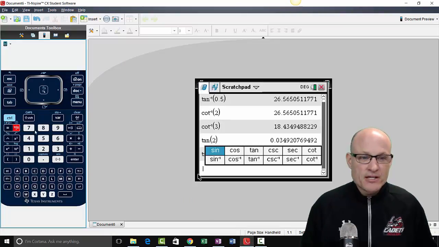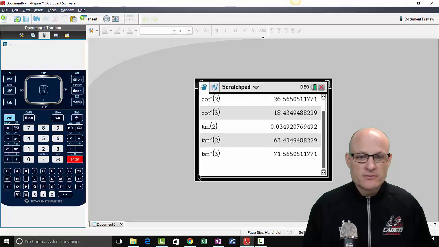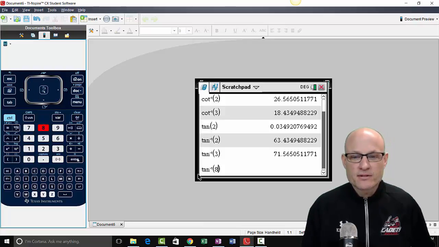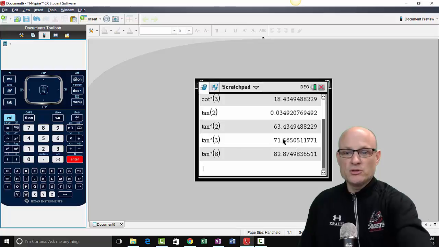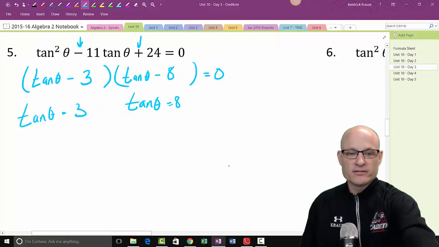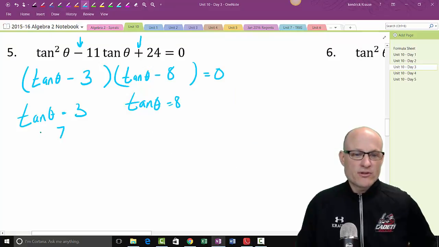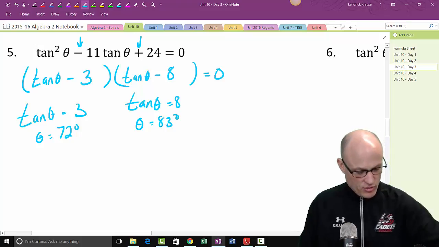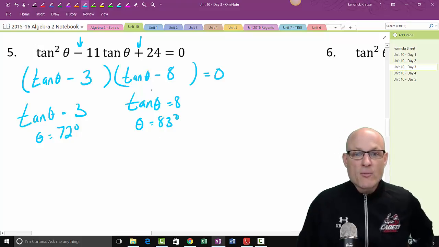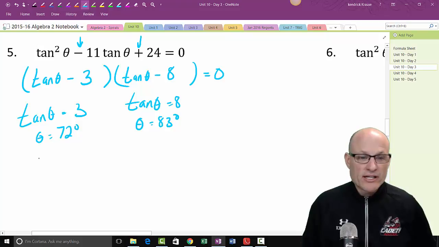Let's do them both. Inverse tan of 3, and just to make my life easier, inverse tan of 8. So 72 and 83. Theta equals 72 degrees, and theta equals 83 degrees. So those are my 2 answers. Now, they're both positive, so we're going to keep them.